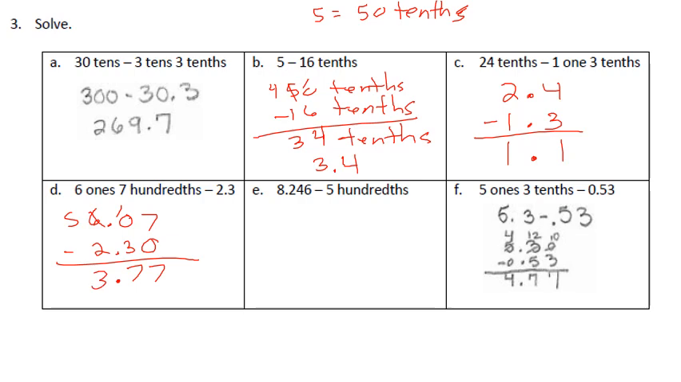And E, we're going to change the 5 hundredths because that's going to be easiest for us. So we have 8 and 246 thousandths, and we're subtracting 5 hundredths. So I'm going to place a placeholder. 6 minus 0 is 6. Regroup the 2. 14 minus 5 is 9. 1 minus 0 is 1. And 8. And F is done for us.